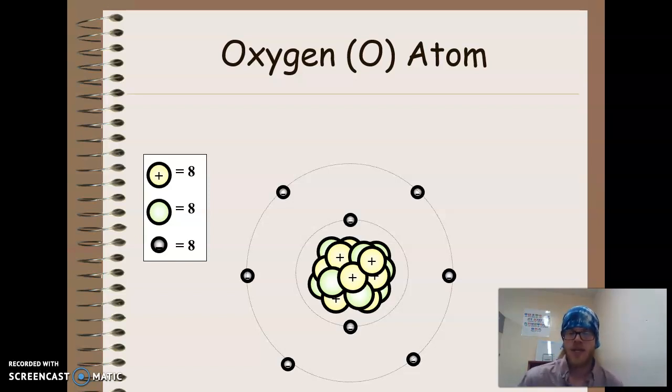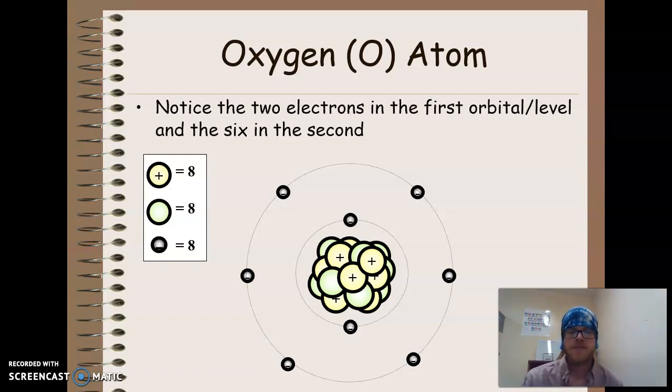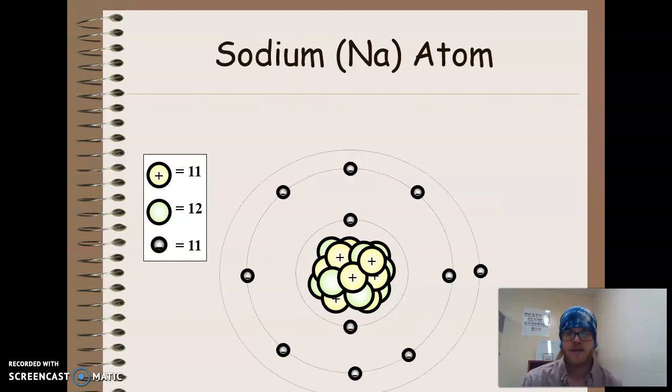So we see there's 2 electrons in that first shell, and then there's 6 left to go to the next shell. The atomic number for oxygen is 8. The atomic mass is right around 16. So 8 plus 8 is 16. That gives you the atomic mass. See them flying around.